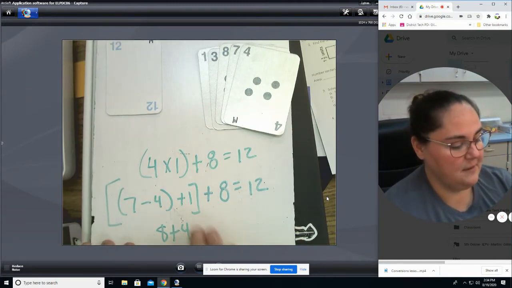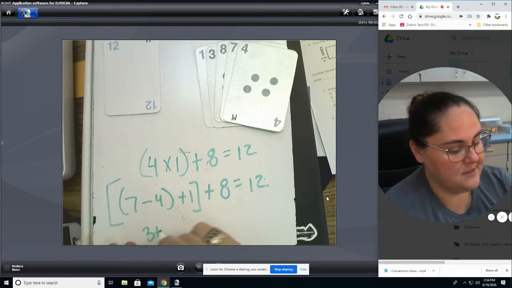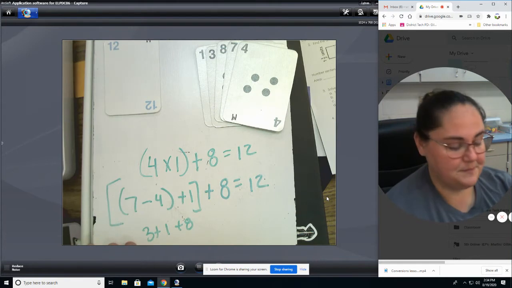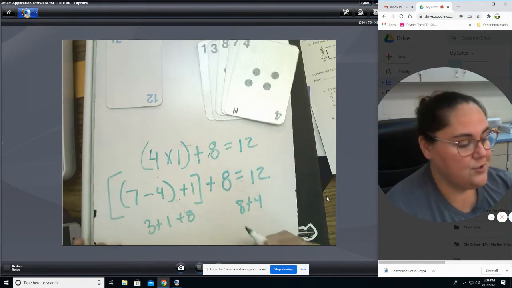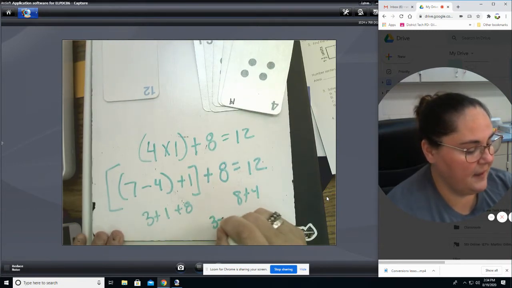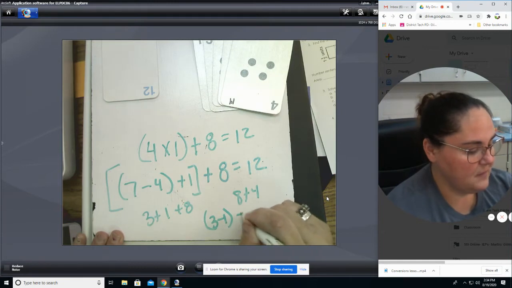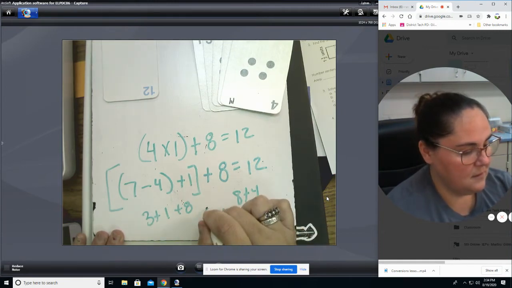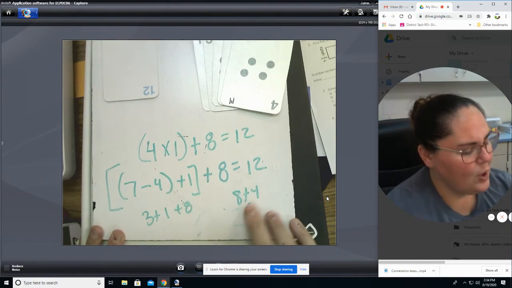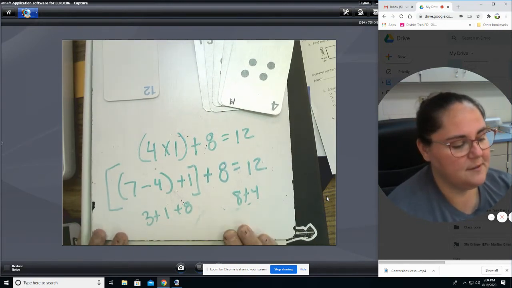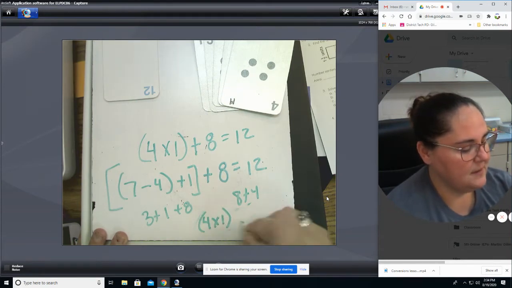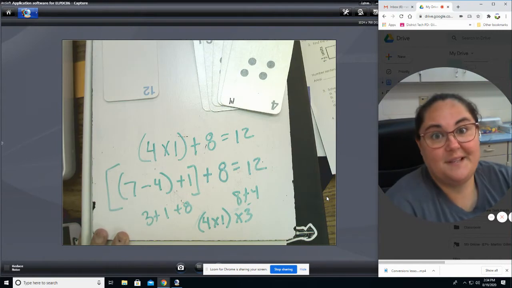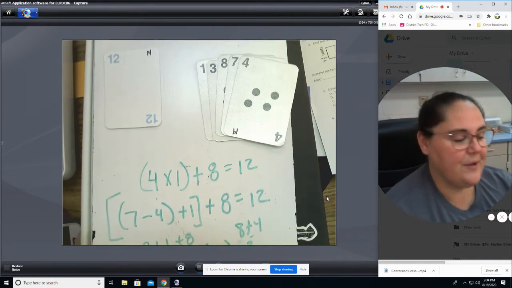You also could have done 3 plus 1 plus 8. 8 plus 4. And then you could also use multiplication if you need to. So I could go ahead and say 3 minus 1 plus 4. Oh, no, that doesn't work. Hold that thought. 12. 4 times 1 times 3. Because that's also 12.